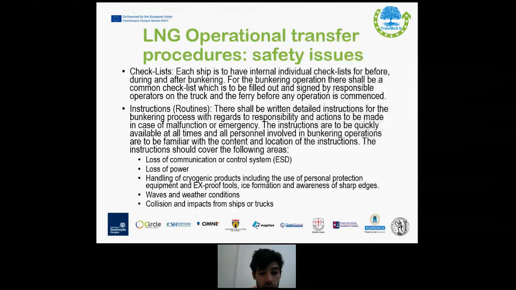The instructions should cover the following areas: loss of communication or control system, loss of power, handling of cryogenic products, including the use of personal protection equipment and X-proof tools, ice formation and awareness of sharp edges, waves and weather conditions, while also collision and impacts from ships or trucks.